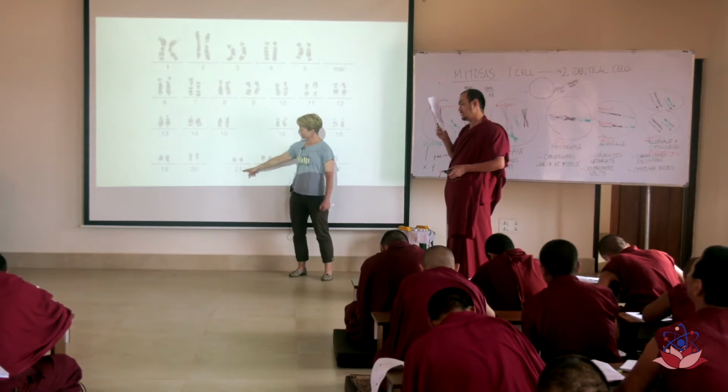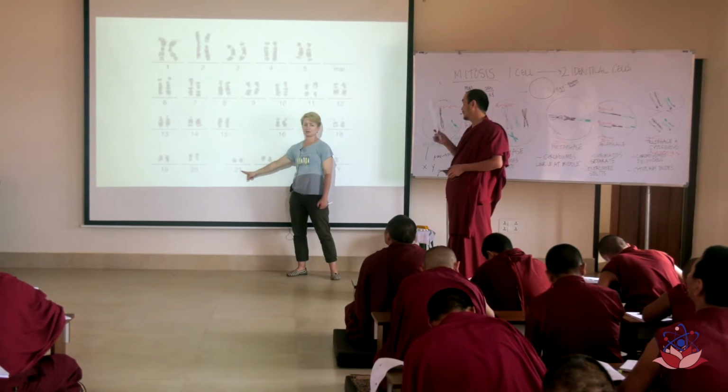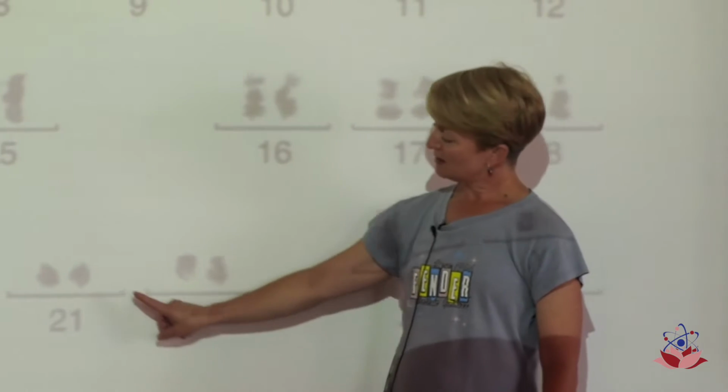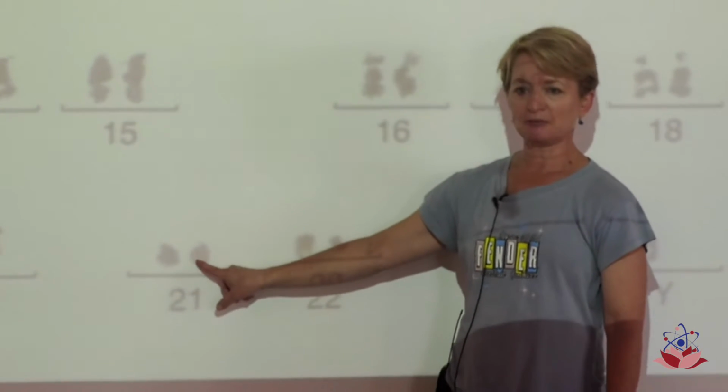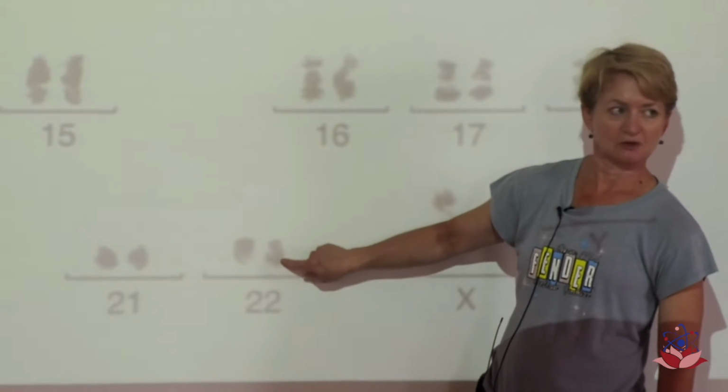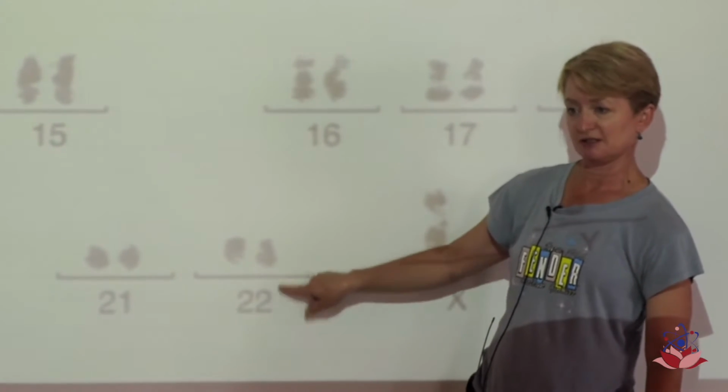but not always. And if you look at chromosome 21 and compare it to chromosome 22, this chromosome is actually a little bit bigger than this chromosome, but this chromosome has significantly more genes.